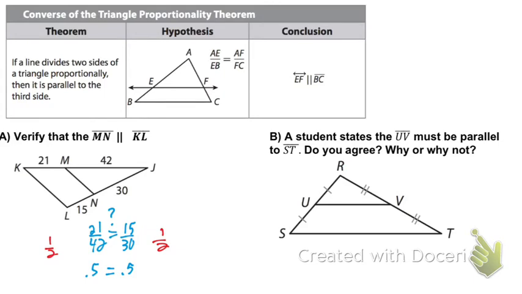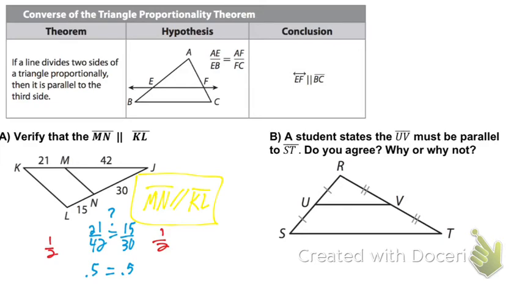Okay, so because this proportion is in fact true, we can say, yep, as our answer, segment MN is in fact parallel to segment KL. Reminder, parallel can be done straight up and down or 2 slashes. So that's our answer. We verified it.